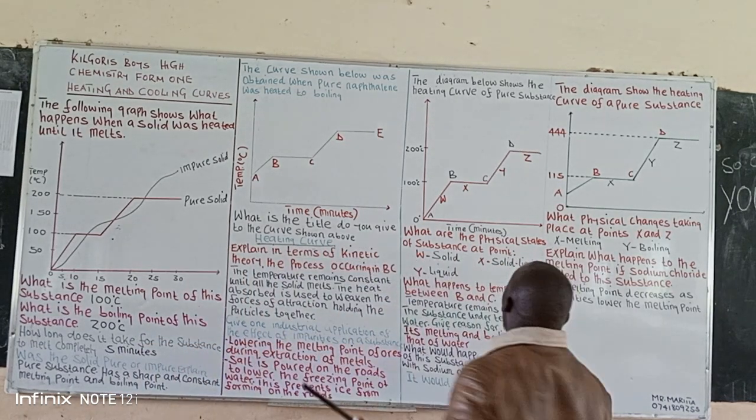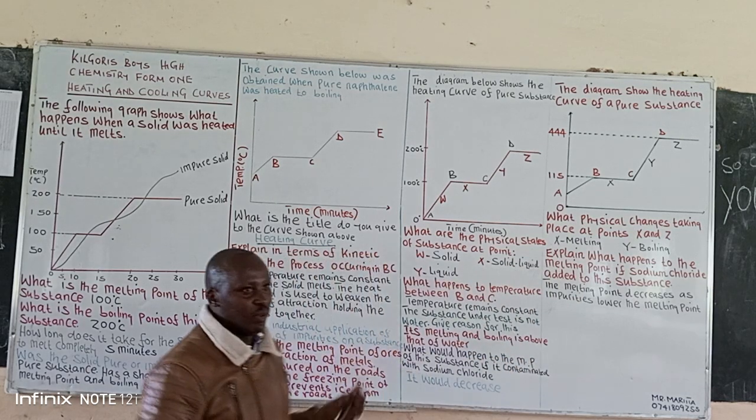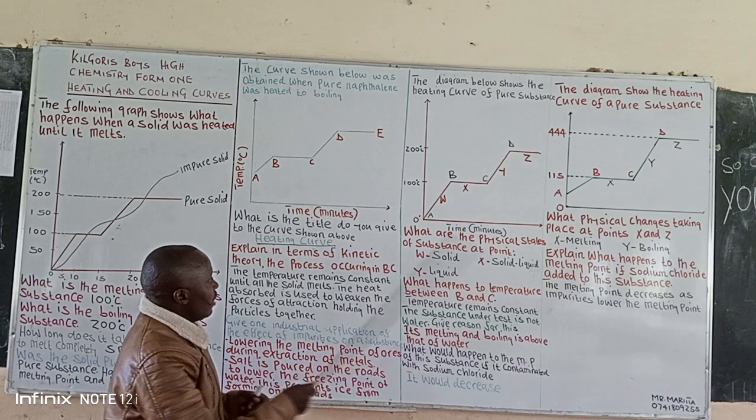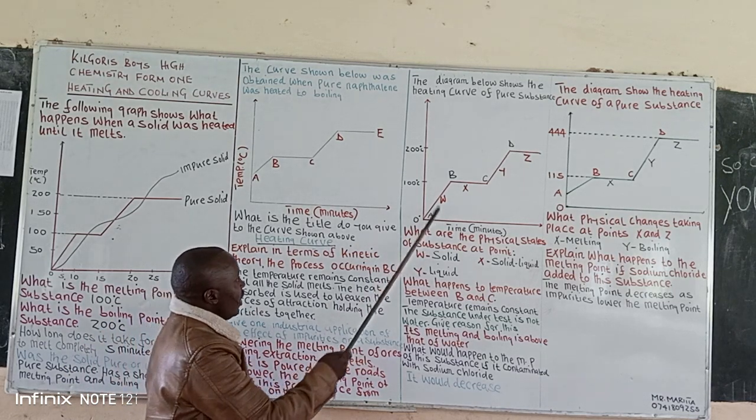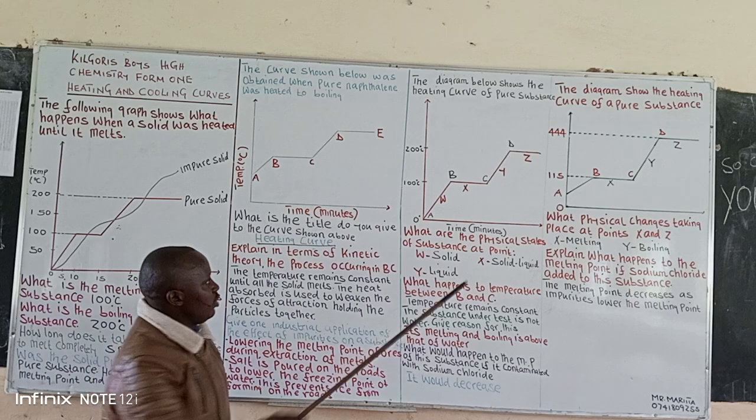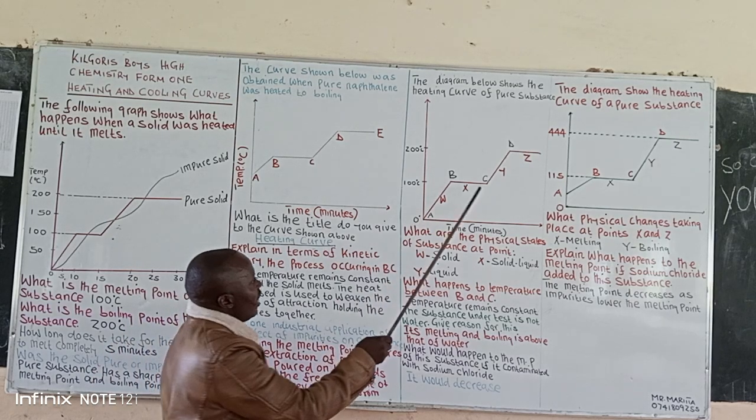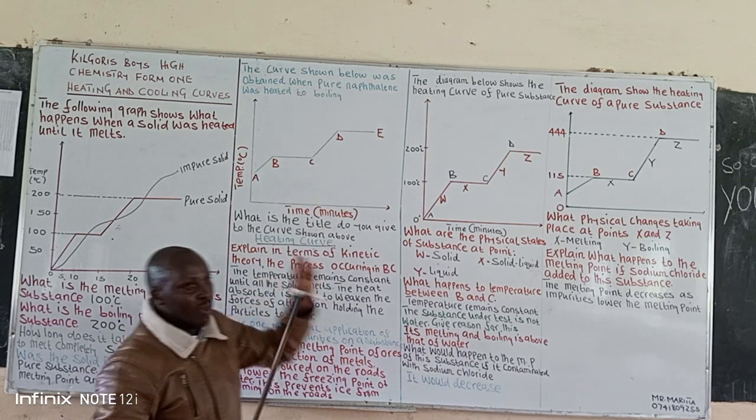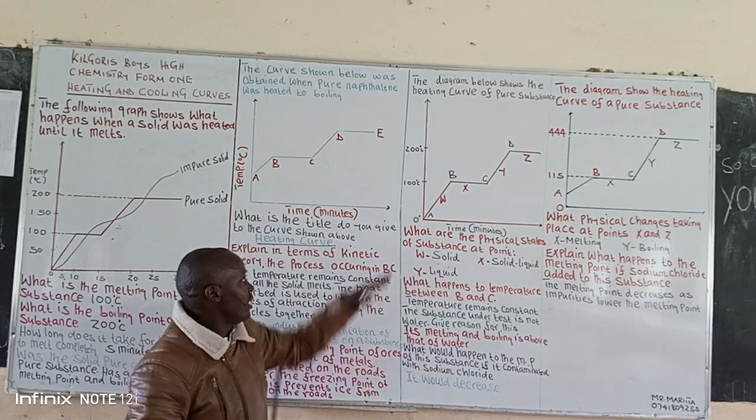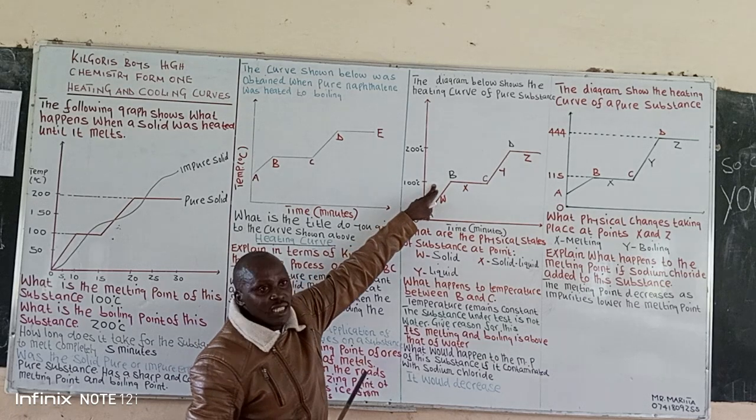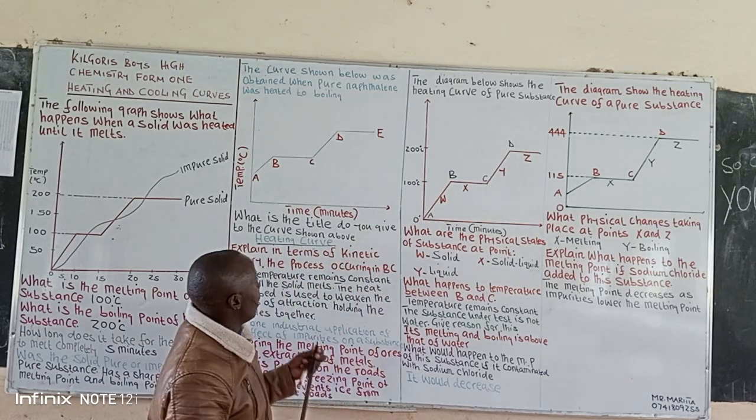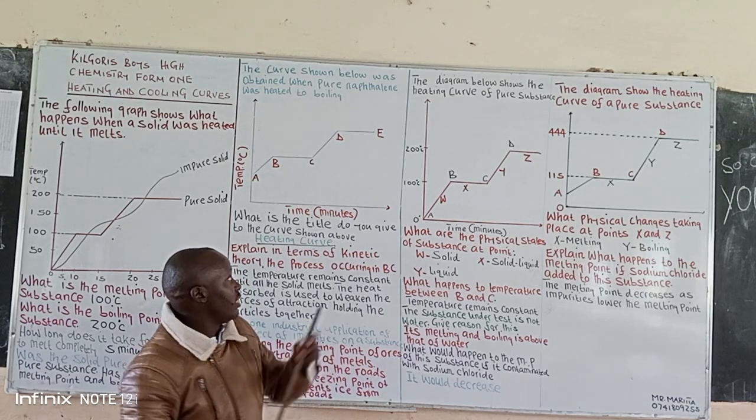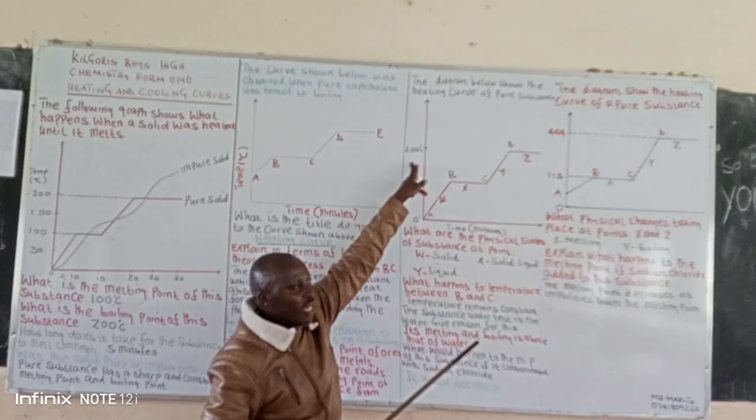The diagram below shows the heating curve of a pure substance. We have a pure substance with the processes AP, PC, CD like that. As you can see, the melting point of this substance is 100 degrees, and the boiling point of this substance is 200 degrees.